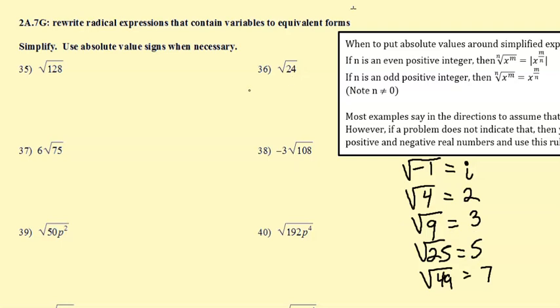So for 24, we know that 24 is 4 times 6. So we could pull out a perfect square. The square root of 4 is 2. So we have 2 square root 6. The 6 is left over inside because we cannot pull out any of these perfect squares evenly.